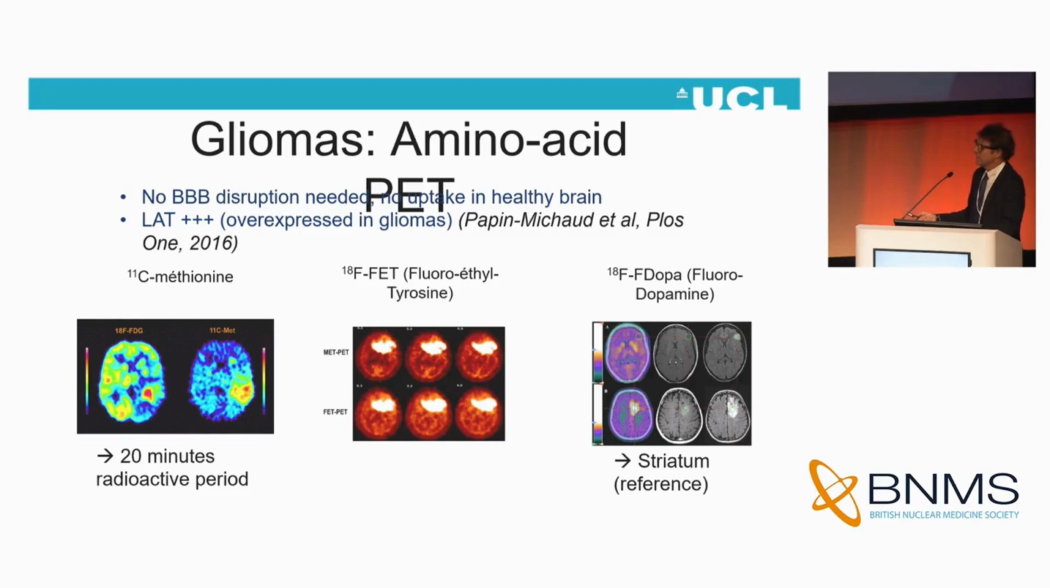The most studied tracer in the literature is fluoroethyltyrosine, which has a very high tumor uptake with very low background activity. And most recently, F-DOPA has also been used quite extensively for brain tumor imaging. At the beginning with mixed results, mainly because it was thought that the uptake in the striatum could impair the assessment of tumors. But then the striatum can also be used as another reference point for the evaluation of and comparison with the tumor uptake.